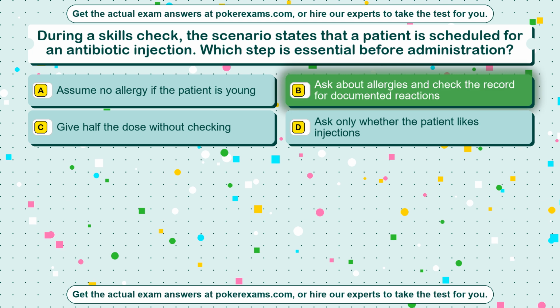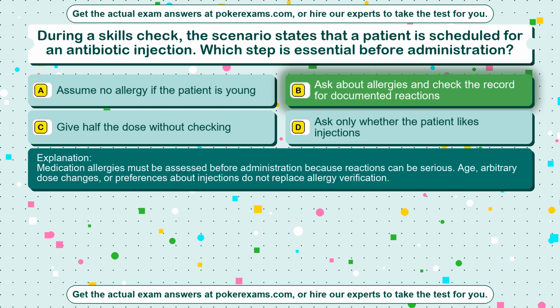The correct answer is option B, ask about allergies and check the record for documented reactions. Medication allergies must be assessed before administration because reactions can be serious. Age, arbitrary dose changes, or preferences about injections do not replace allergy verification.